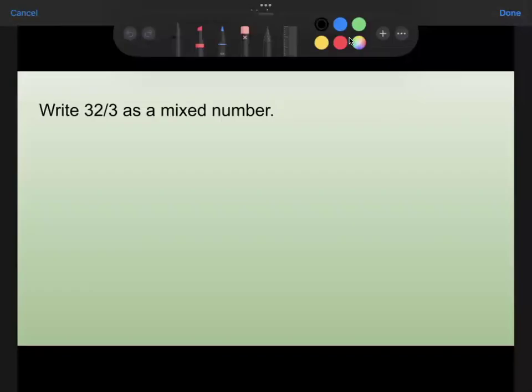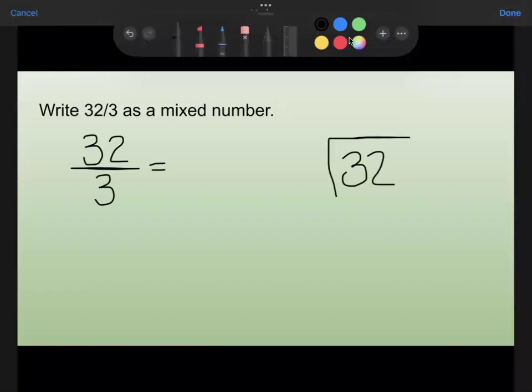Okay, here's our next one. We're going to take 32 over 3 and write it as a mixed number. So let me go ahead and rewrite 32 over 3. And this is the one where we're going to use division. So we're going to take the top number, which is 32 in this case, and divide it by the bottom number, which is 3. 3 fits into 3 once. 1 times 3 is 3. When I subtract that, I get 0 left over.